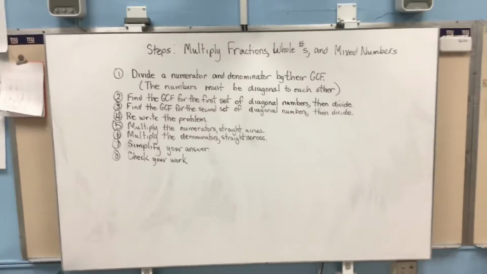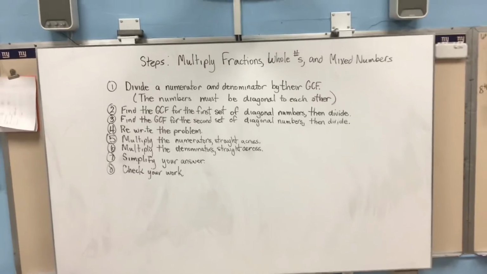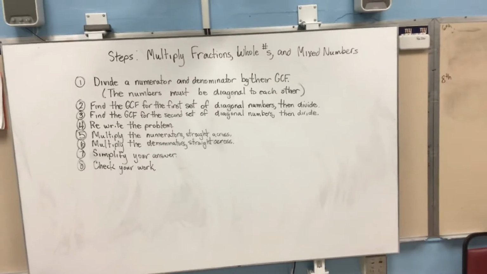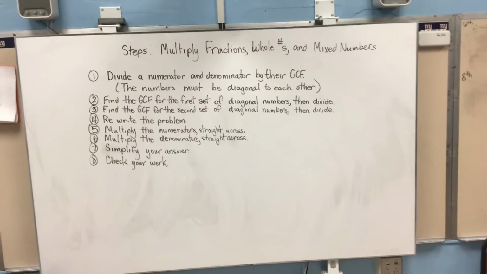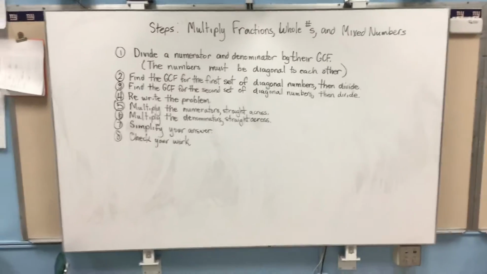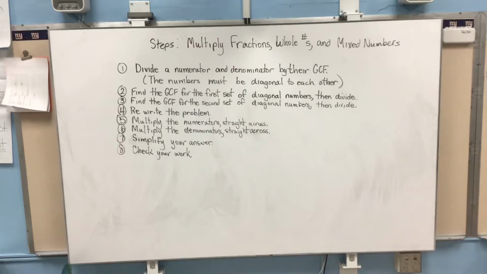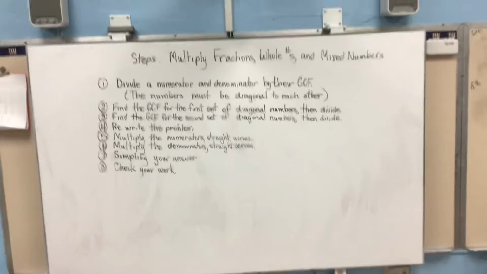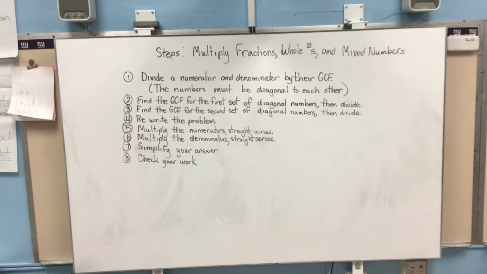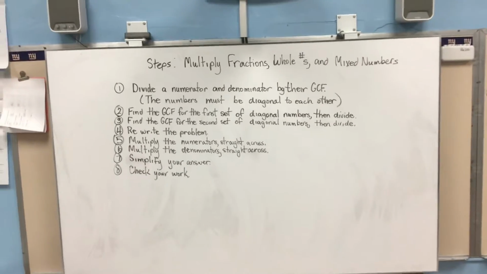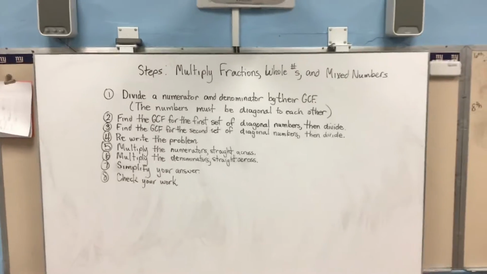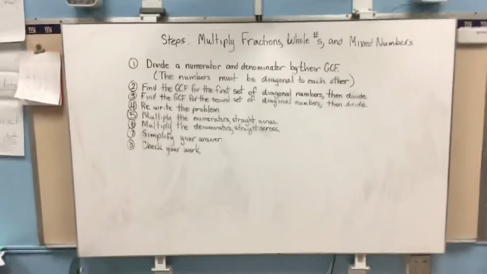Step 1, divide a numerator and denominator by their GCF. GCF stands for greatest common factor. The only catch is you must make sure that these numbers are diagonal to each other. In other words, if there's a set of numbers on top of each other that are in the same fraction, do not use the GCF because it will make things much more difficult.